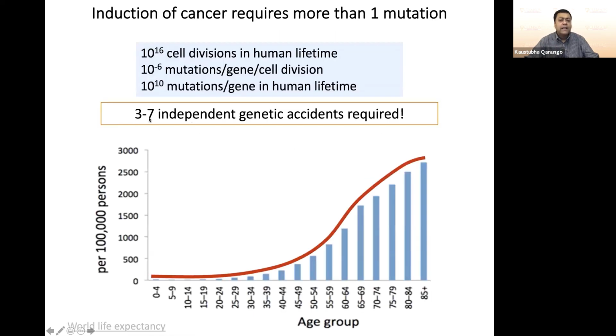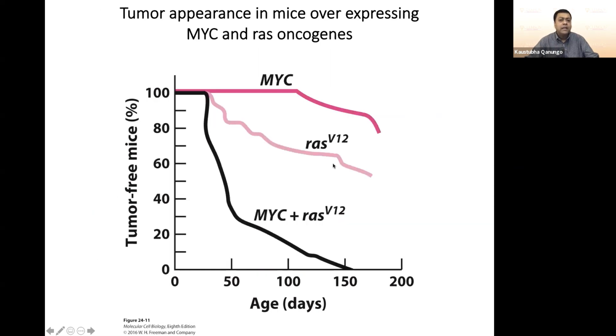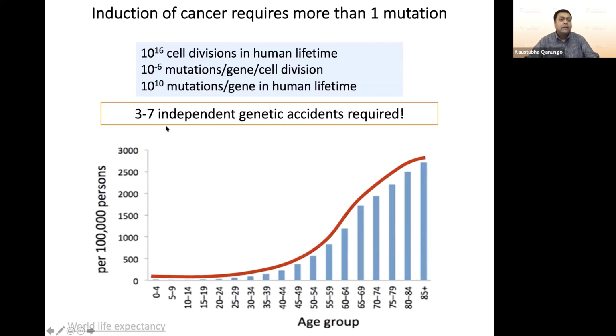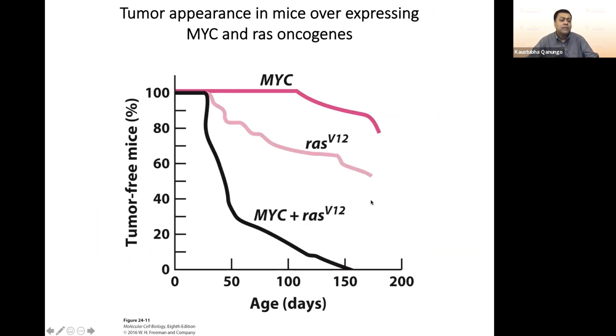And as I said, even though this is an experimental technique, in reality at least 3 to 7 independent genetic accidents are required for cancer to appear. So this is in support of that hypothesis.